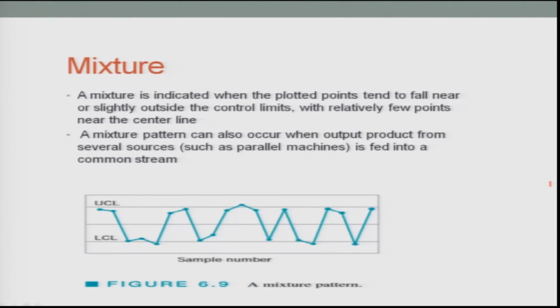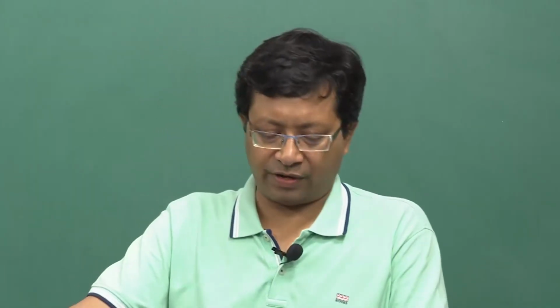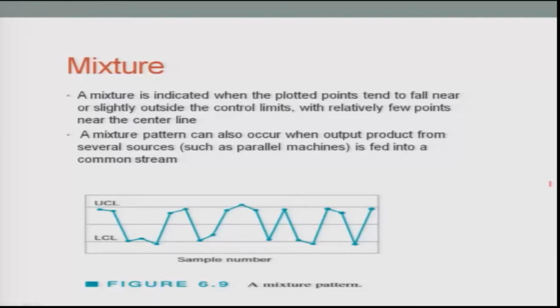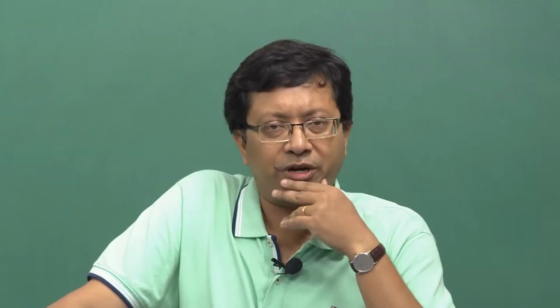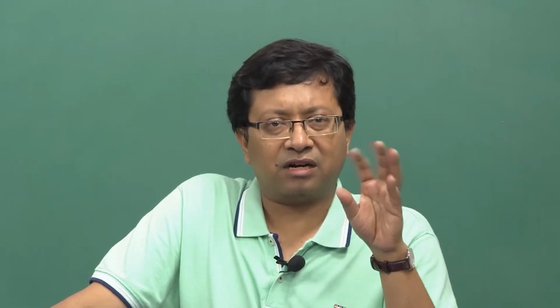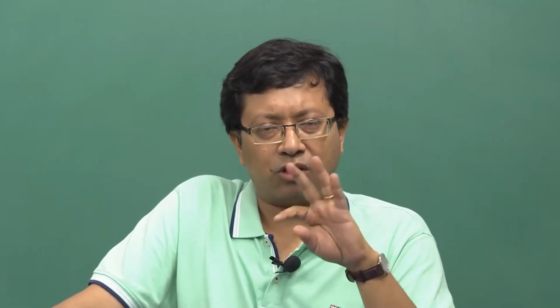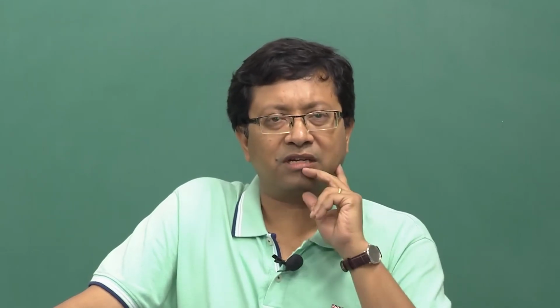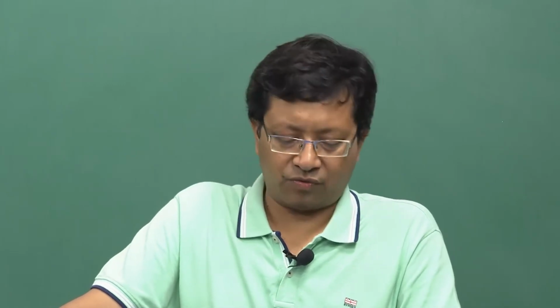There can be a mixture of patterns. A mixture is indicated when the plotted points tend to fall near or slightly outside the control limit, and basically it repeats. There is a mix and match of different types of effects which comes out, or they fall slightly outside the control limit with relatively few points near the central line. So, there is dispersion, there is wayward movement of the points from the central line, but basically they are cluttered in and around the upper control or the lower control, and it gives you some signal that there is a mixture of different types of effects happening.